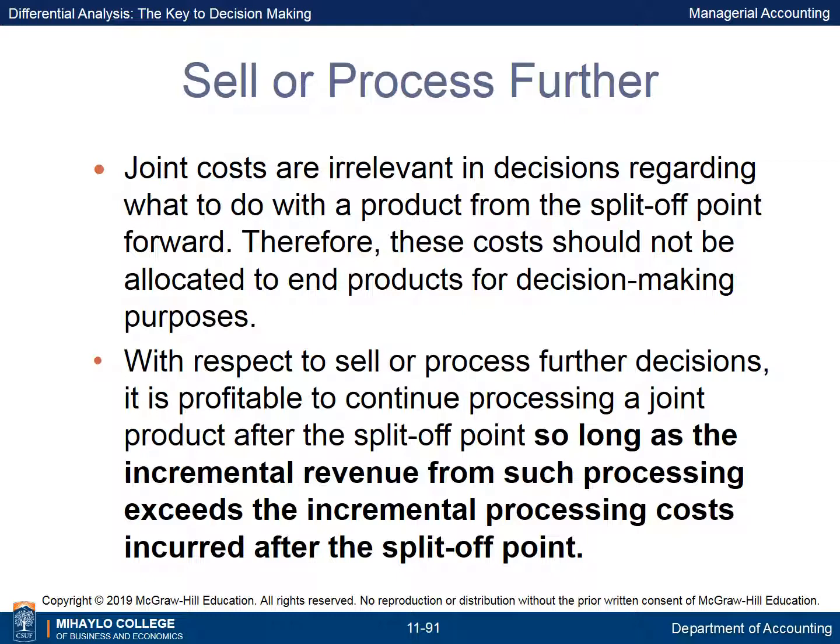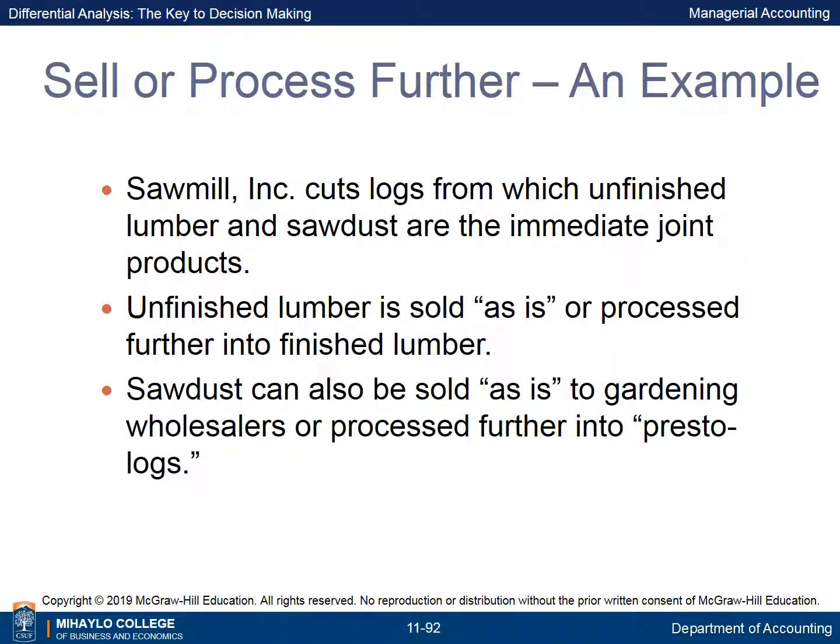With respect to sell or process further decisions, it is profitable to continue processing a joint product after the split-off point so long as the incremental revenue from such processing exceeds the incremental processing costs incurred after the split-off point. Sawmill Incorporated cuts logs from which unfinished lumber and sawdust are the immediate joint products. Unfinished lumber is sold as is or processed further into finished lumber. Sawdust can also be sold as is to gardening wholesalers or processed further into Presto logs.